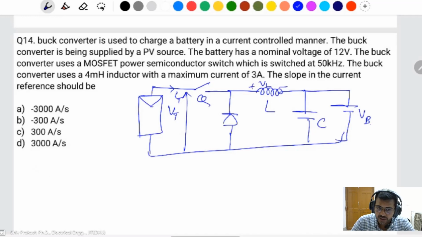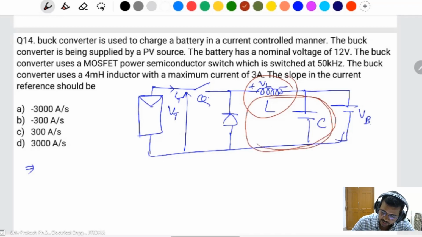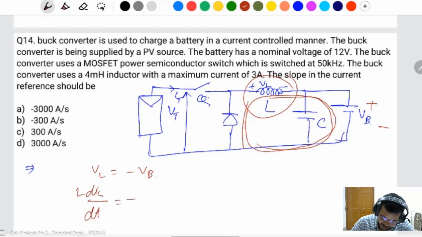The reference point is taken from the decreasing slope of the inductor current. The decreasing slope occurs when the switch is off. When the switch is off, what is the inductor voltage? The circuit is completed from here, this is the positive terminal, negative terminal. VL is equal to minus VB. VL is L dIL by dt, equal to minus VB, then dIL by dt is equal to minus VB divided by L.